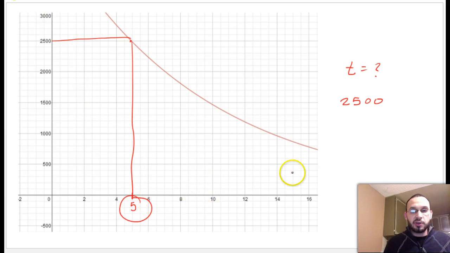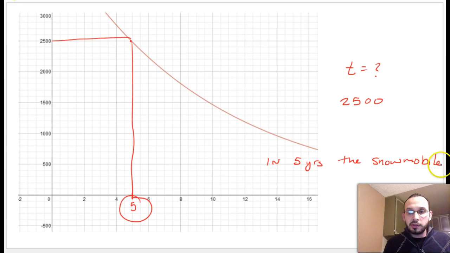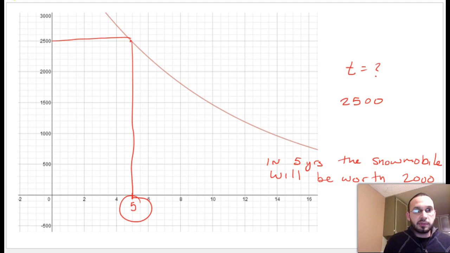In 5 years. So again, if we're doing a word problem, you answer in words. So in 5 years, the snowmobile will be worth 2,500. And that's how we would use exponential decay models.